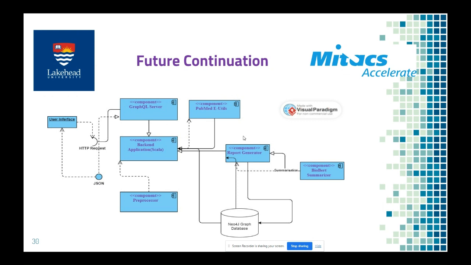So if we talk about our future architecture, here we introduce two different components. One is the report generator and another one is the BioBot summarizer. The BioBot summarizer fetches the articles from the database side and summarizes each article, and then the report generator will use this BioBot summarizer to summarize the article, use the SOAP elements, use the PICO queries, and generate one case report for that particular question.